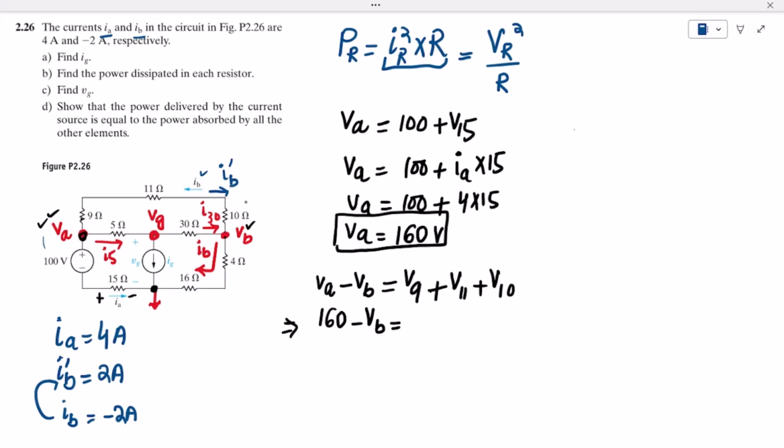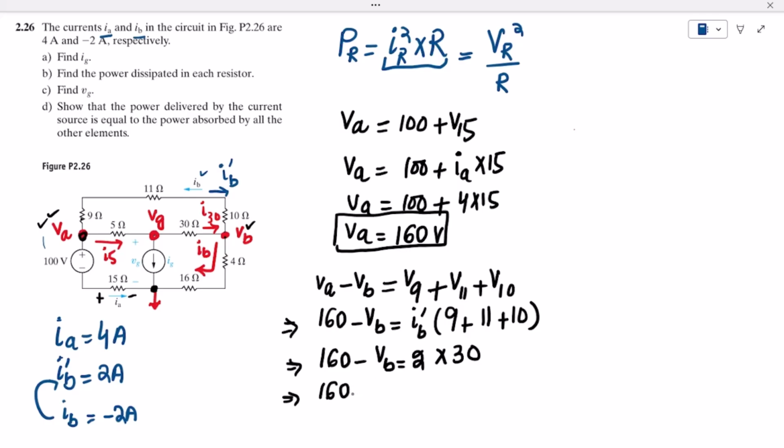So therefore IB prime is common in between all of them, so that is IB prime, and the values of the resistors by applying Ohm's law here. So 9 plus 11 plus 10. So it is 160 minus VB, the value of IB prime is 2, multiplied by, it is now 30. So 160 minus VB, that is equal to 60.